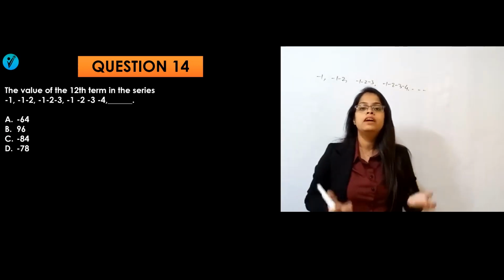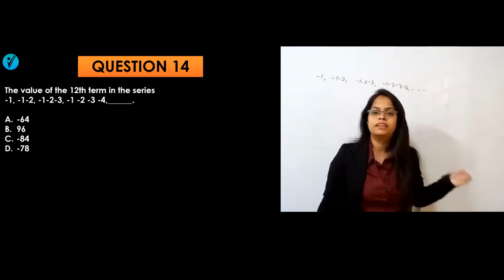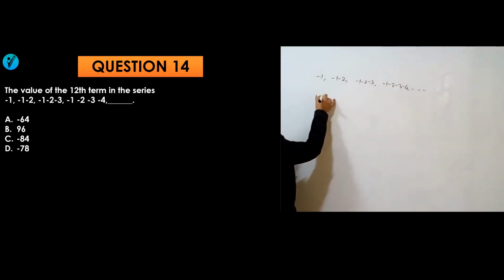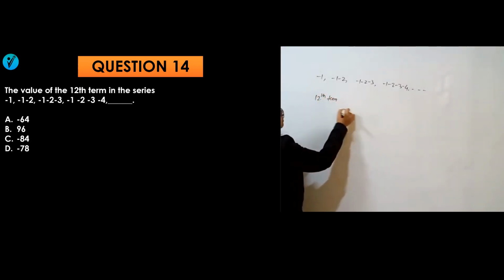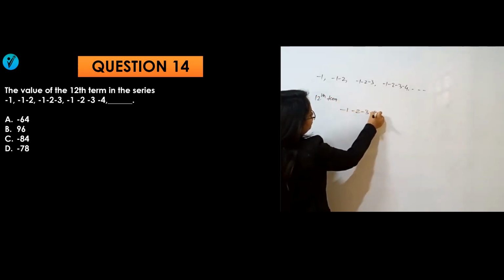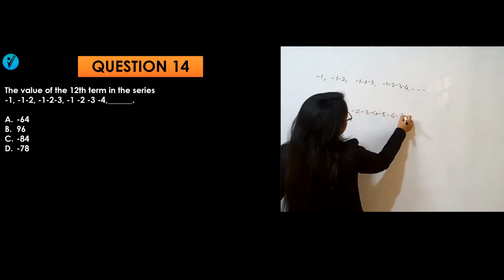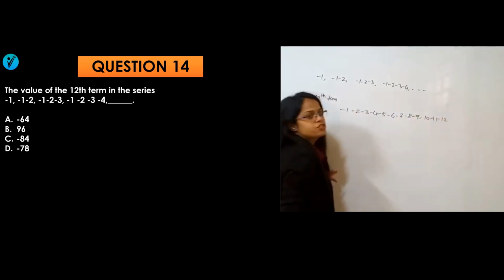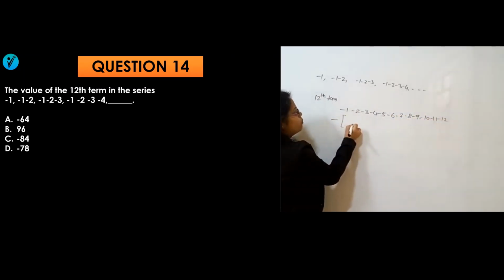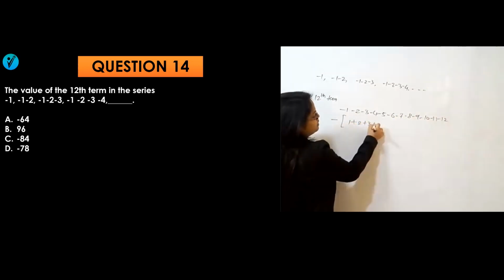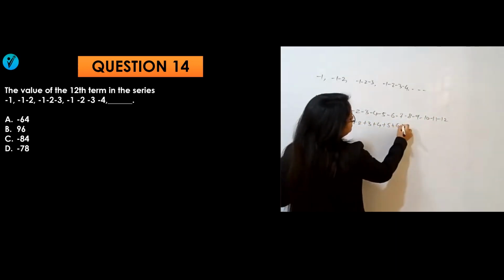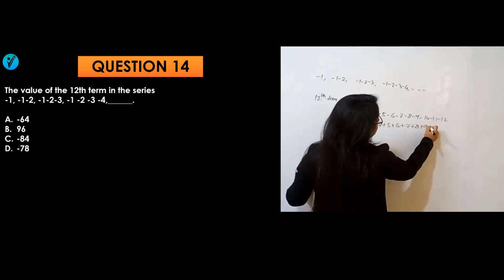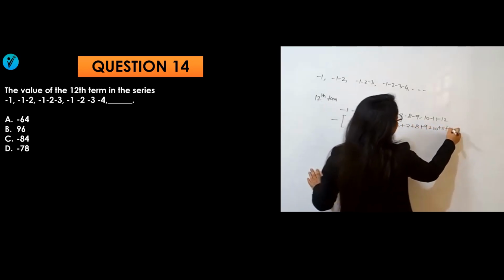So for 12, it will be minus 1, minus 2, minus 3, minus 4 up to the 12th. What will be the 12th term? The 12th term will be minus 1, minus 2, minus 3, minus 4, minus 5, minus 6, minus 7, minus 8, minus 9, minus 10, minus 11, minus 12. So if I take the minus sign common, I will get 1 plus 2 plus 3 plus 4 plus 5 plus 6 plus 7 plus 8 plus 9 plus 10 plus 11 up to 12.